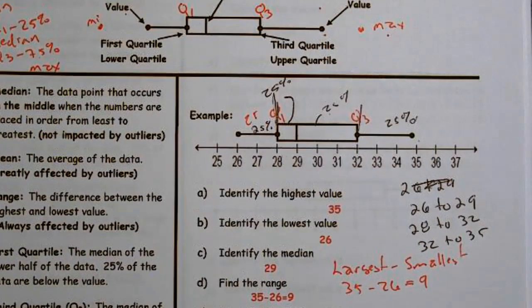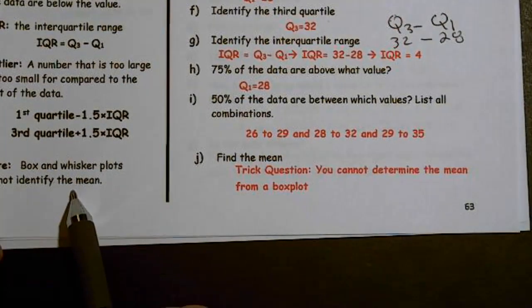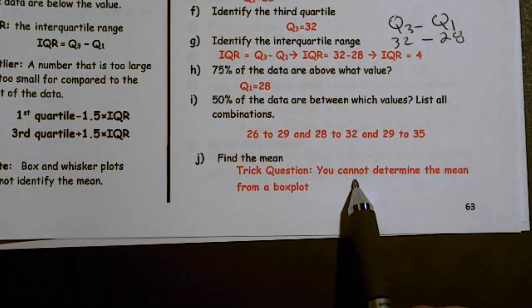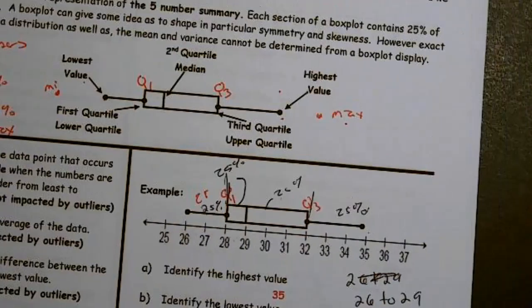Then the very last question says, find the mean. Okay? And at the very bottom of the page, box and whisker plots do not identify the mean. So this is a trick question. You cannot determine the mean from a box and whisker plot. All right? So moving on.